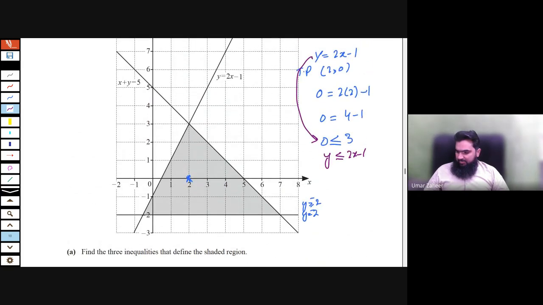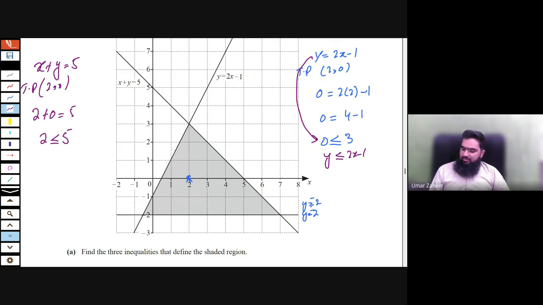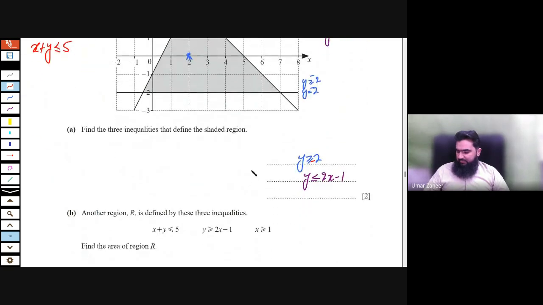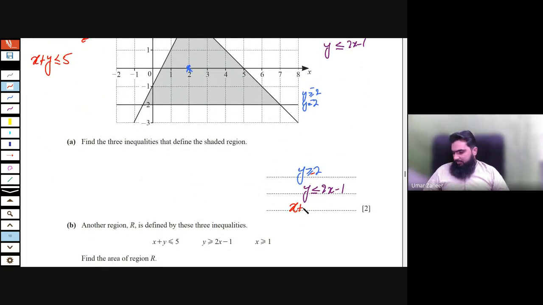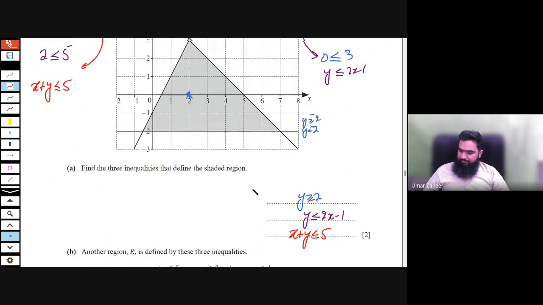All right. Now we have the next inequality. We have x plus y is equal to 5. We are using the same test point, 2 comma 0. x is 2 and y is 0, so 2 is less than or equal to 5. They are solid lines, so that's why it is less than or equal to. If it is dotted lines, I'm just going to take a less than sign. So this inequality will become x plus y is less than or equal to 5.